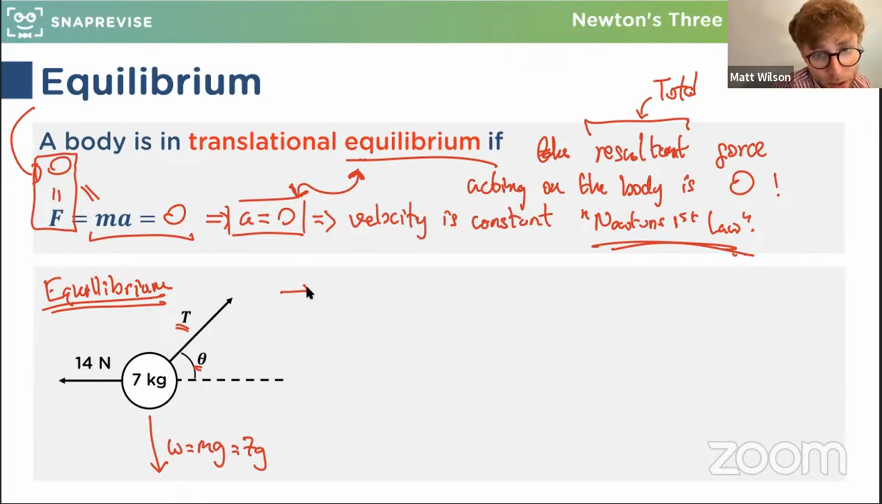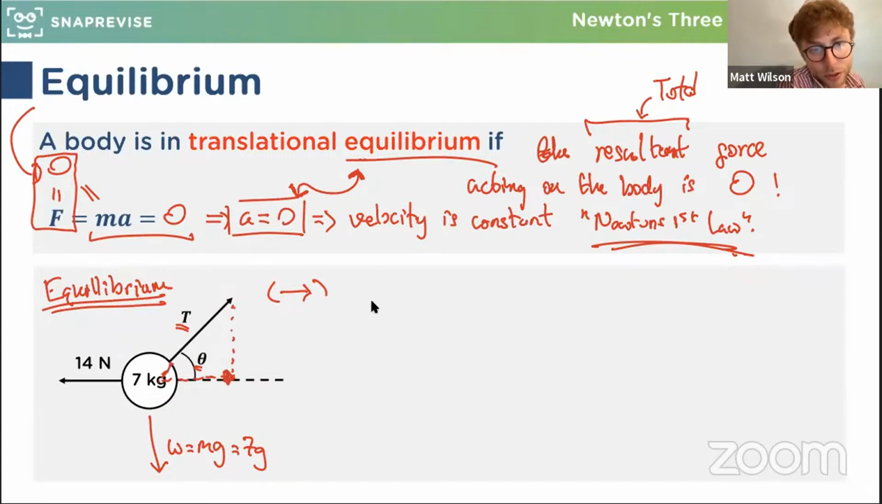So we're going to start by thinking about the horizontal direction. And in this case, the weight doesn't matter. The weight isn't in the horizontal direction, it's in the vertical direction. Similarly, the only bit of this T force that matters is the bit that points in the horizontal direction. So this is where we have to split our vector into two pieces.